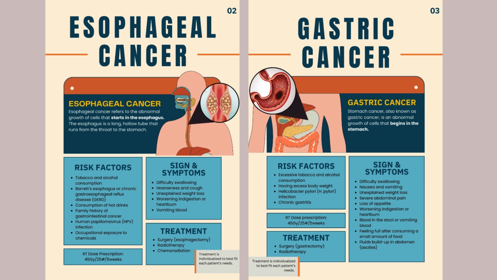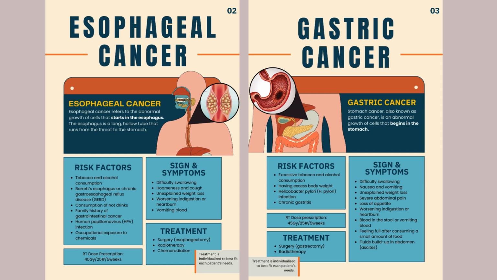Esophageal cancer refers to the abnormal growth of cells that starts in the esophagus. The esophagus is a long, hollow tube that runs from the throat to the stomach. The risk factors of esophageal cancer are tobacco and alcohol consumption, Barrett's esophagus, or chronic gastroesophageal reflux disease, GERD, consumption of hot drinks, family history of gastrointestinal cancer, human papillomavirus, HPV, infection, and occupational exposure to chemicals.